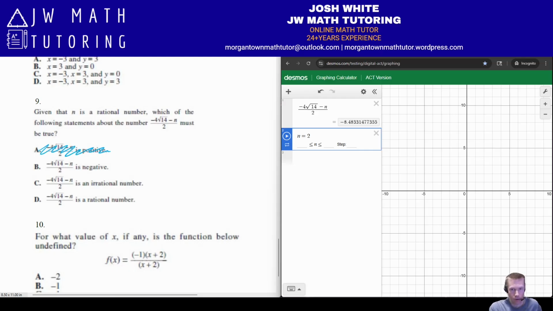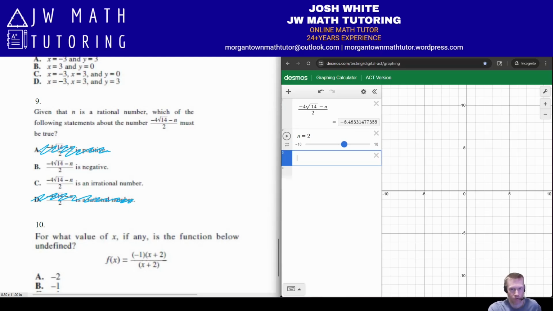Now, what about, is this a rational or irrational number? If this was a rational number, then we could rewrite this number as a fraction, and we would see the fraction sign in here. But it is not. It is an irrational number. So therefore, we would get rid of this as a possible answer choice. So now the question is, must it always be a negative number, or must it always be irrational?